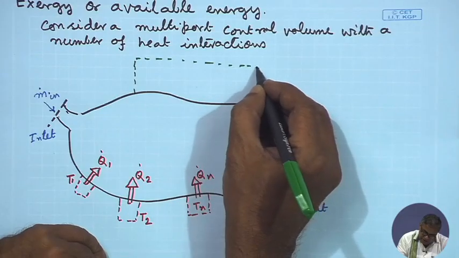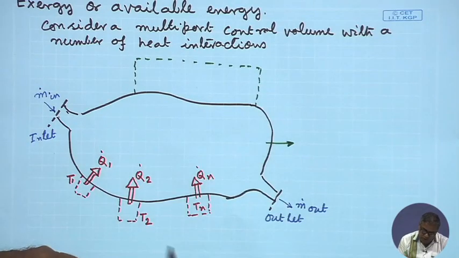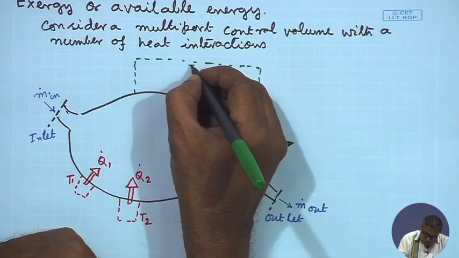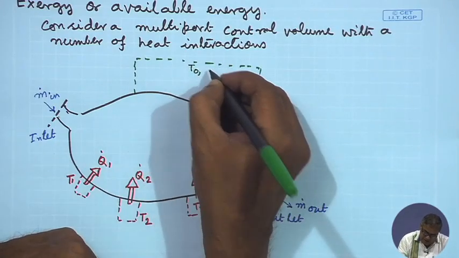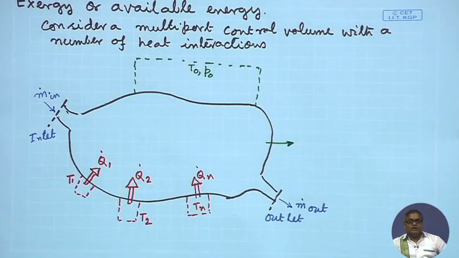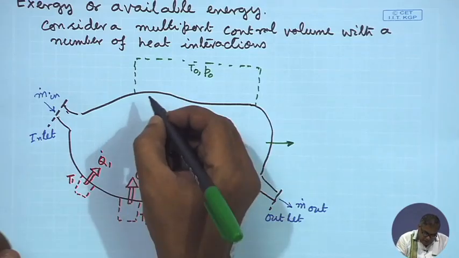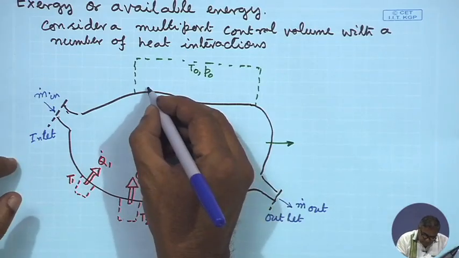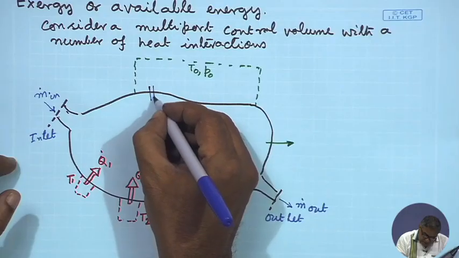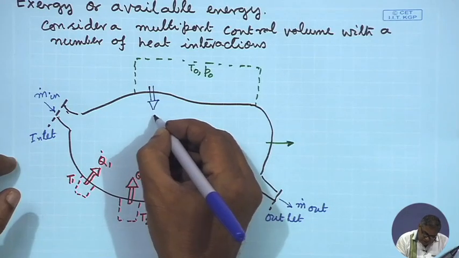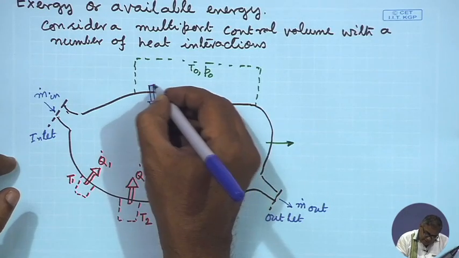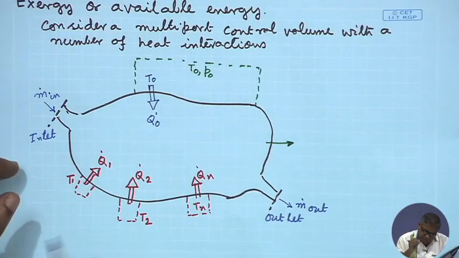Let us say this portion of the control volume is interacting with the ambient, and the ambient is given by, as I have told, T0 and P0. So, T0 is the temperature of the ambient and P0 is the pressure of the ambient. Then what kind of interaction can it have? First thing, it may have some heat interaction. So, this is Q dot 0 and this is taking place at T0.